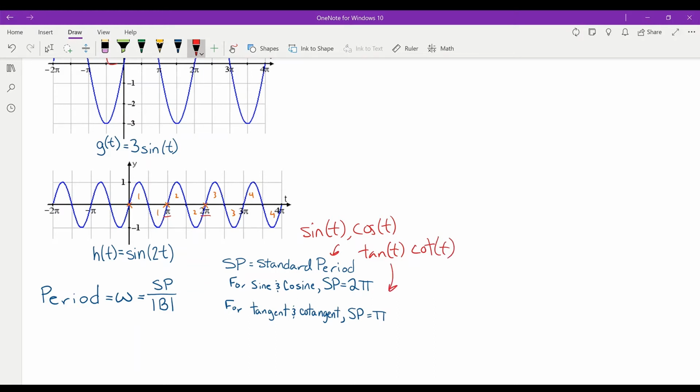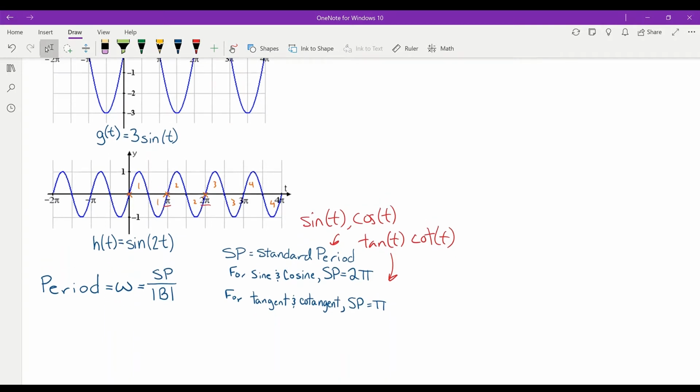And for sine and cosine, your standard period is going to be 2 pi, like the initial graph we saw. For tangent and cotangent, your standard period is going to just be pi. So it's going to do a full peak-to-peak cycle in pi time. And you can find the modified period, for example, for this graph, which is sine 2t. The modified period, it would be the standard period divided by the absolute value of this b value, which b is just a placeholder for whatever value is multiplied by the t.